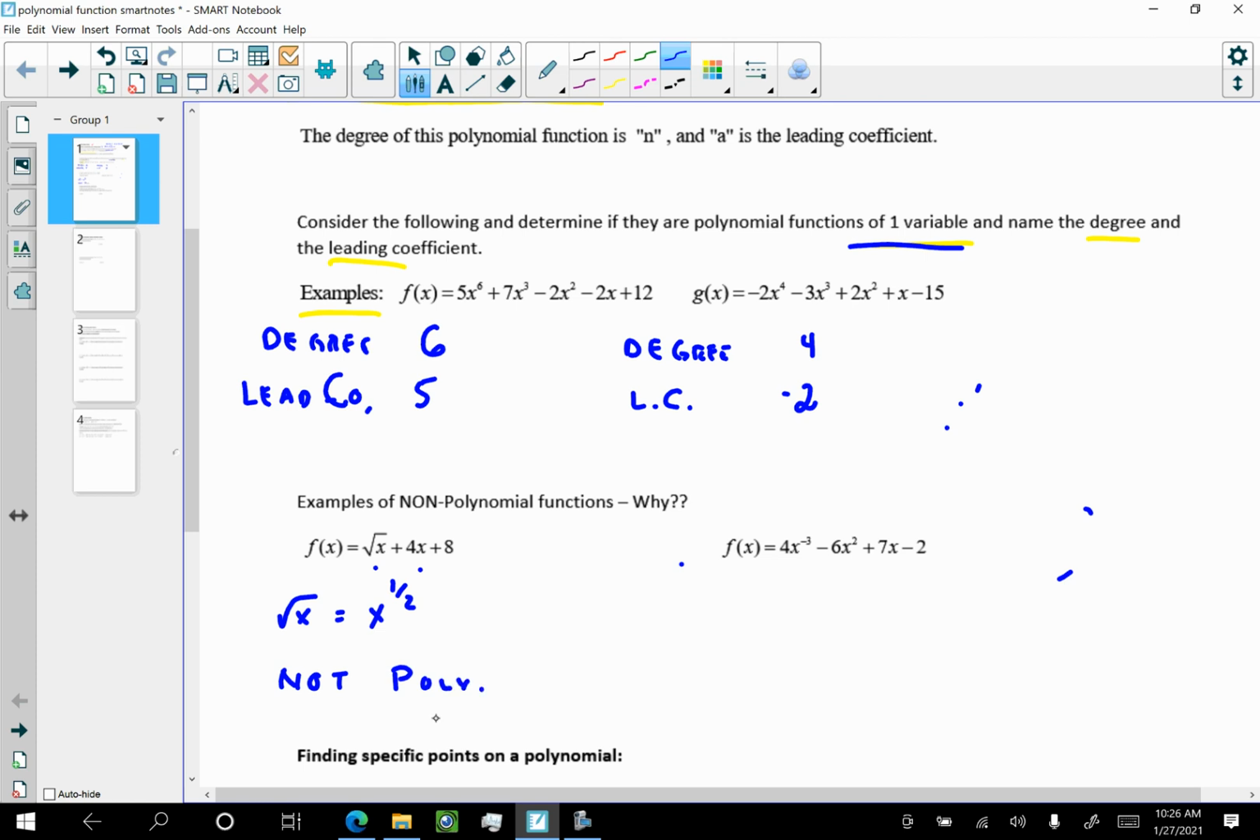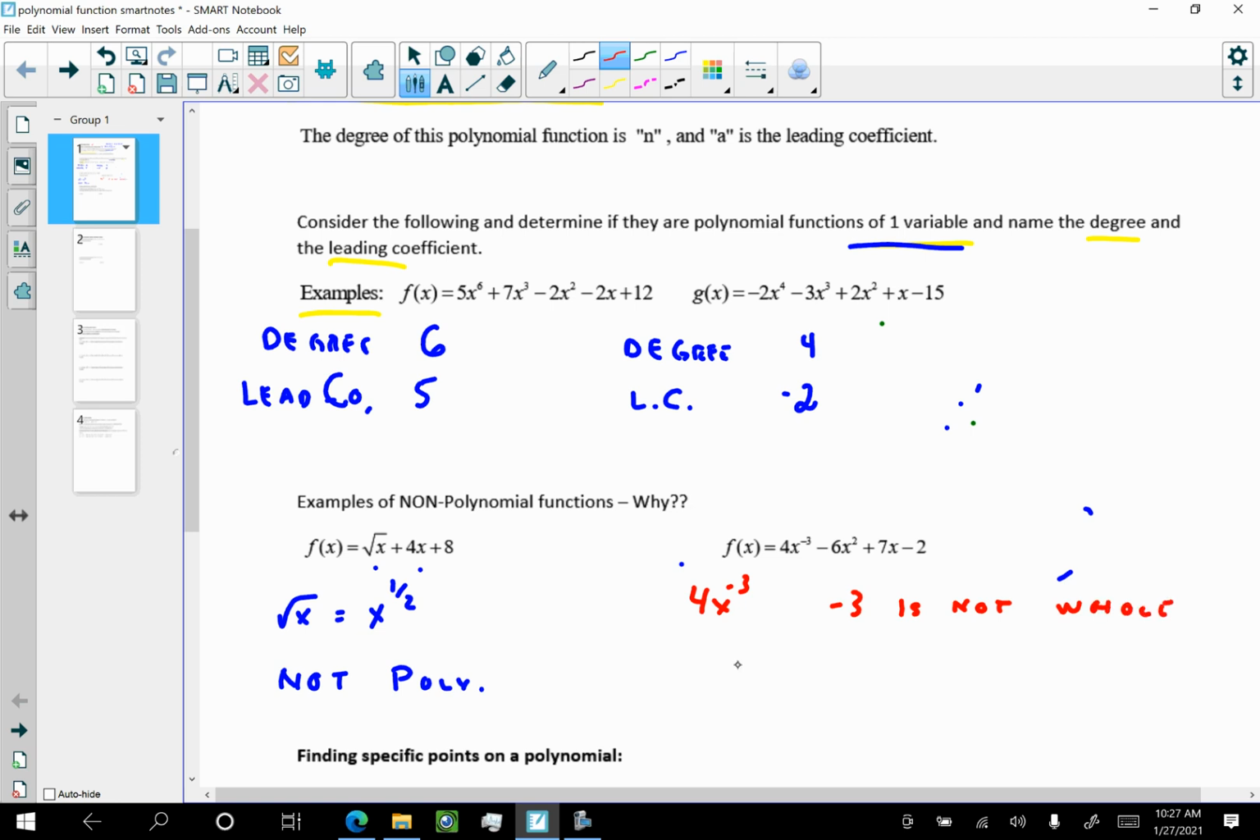Not a polynomial. And why isn't f over here? Oh, I've got all one variable. Oh, only x's. But check it out. Look at this exponent here. Look at this guy right here, x to the negative 3. This is not a polynomial because negative 3 is not a whole number.